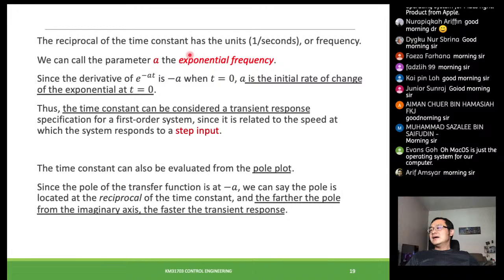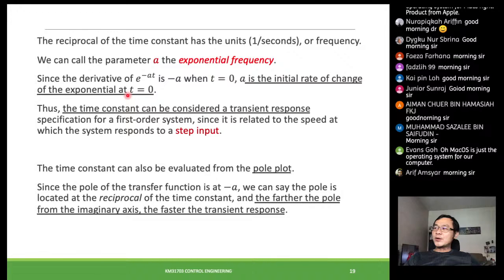And we always use a step input to characterize this time constant. We don't use impulse or ramp input. We use step input to characterize this time constant, to see how it responds to the input for this so-called first order system. And this exponential frequency, this a itself, mainly depends on the pole. So from the pole itself, you can actually extract this value out.